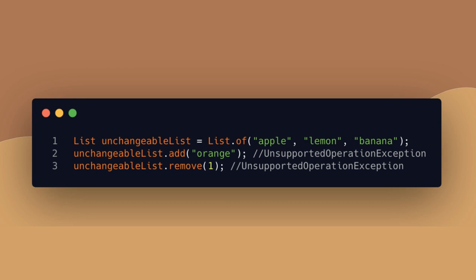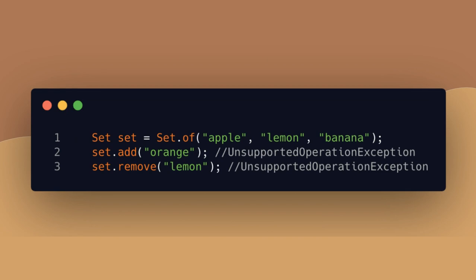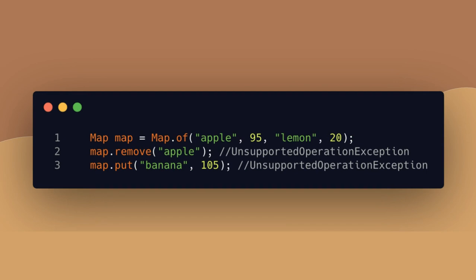While this offers a great convenience in setting up this collection, it does come with a cost. By setting a collection in this way, the collection becomes immutable, meaning it cannot change. For example, calling the add and remove methods on this collection after using List.of will throw an unsupported operation exception. The same is true for sets as well as maps.